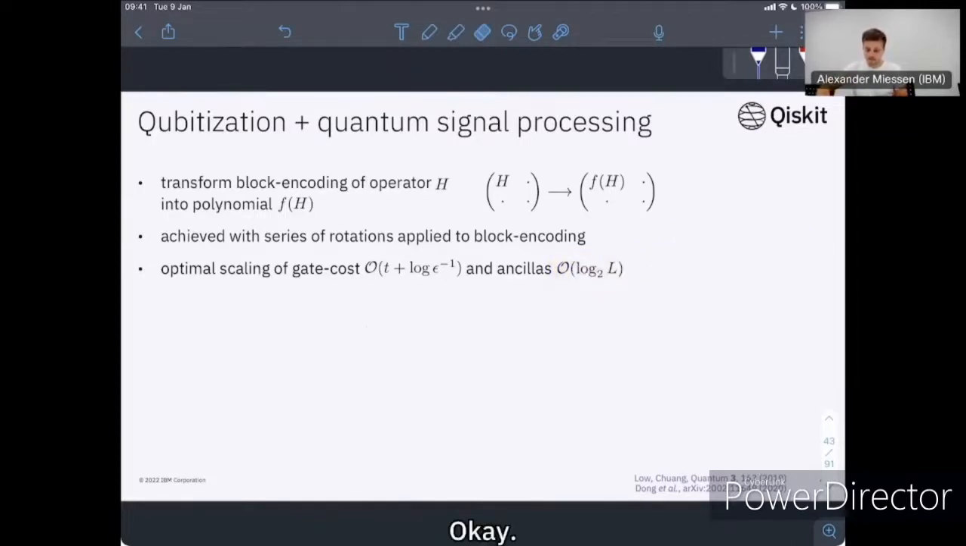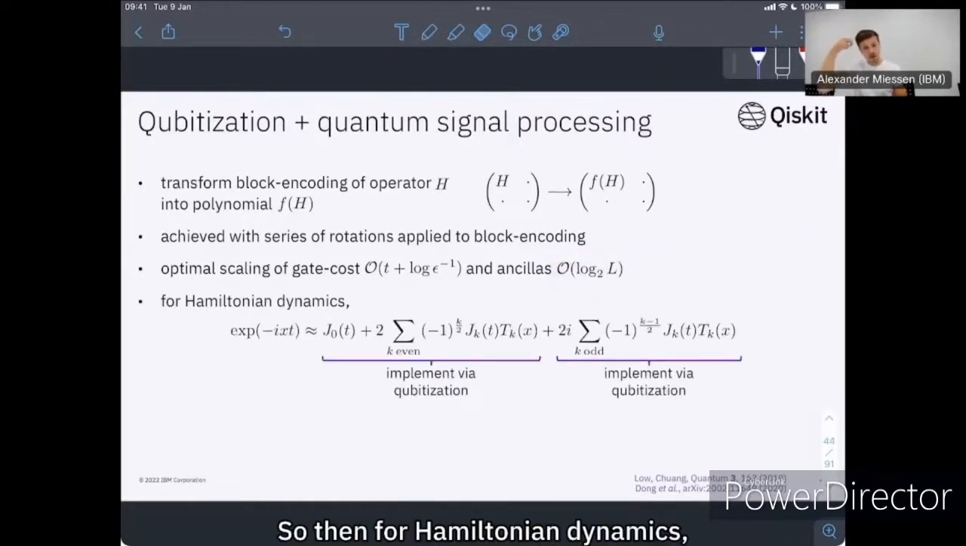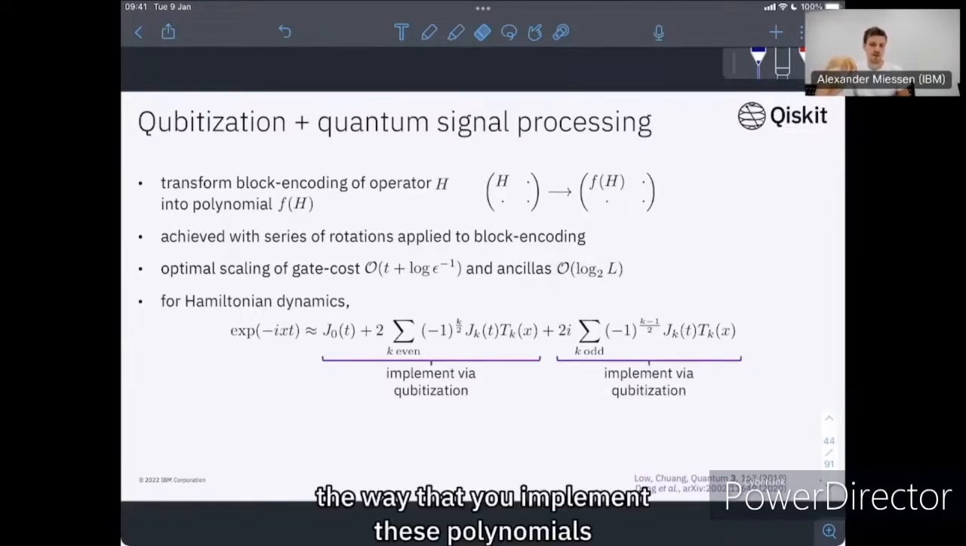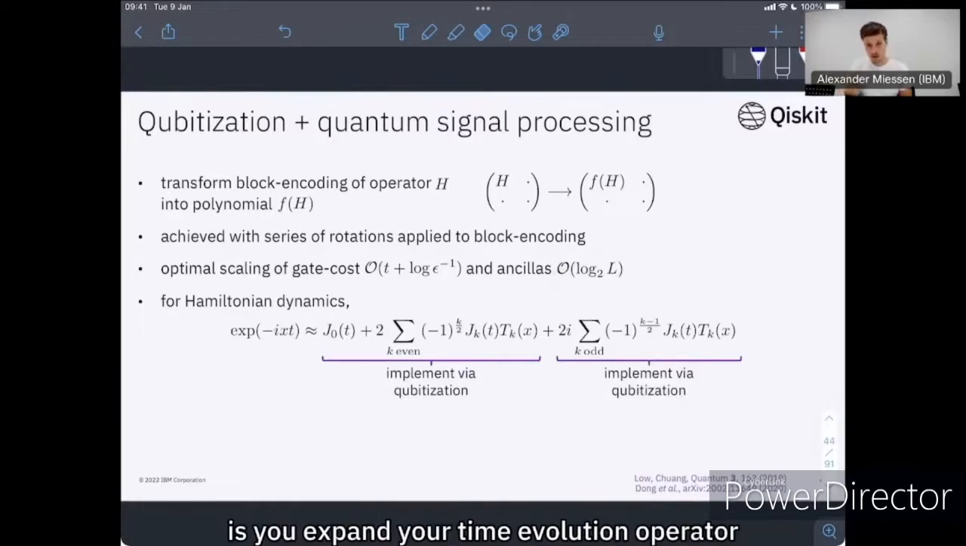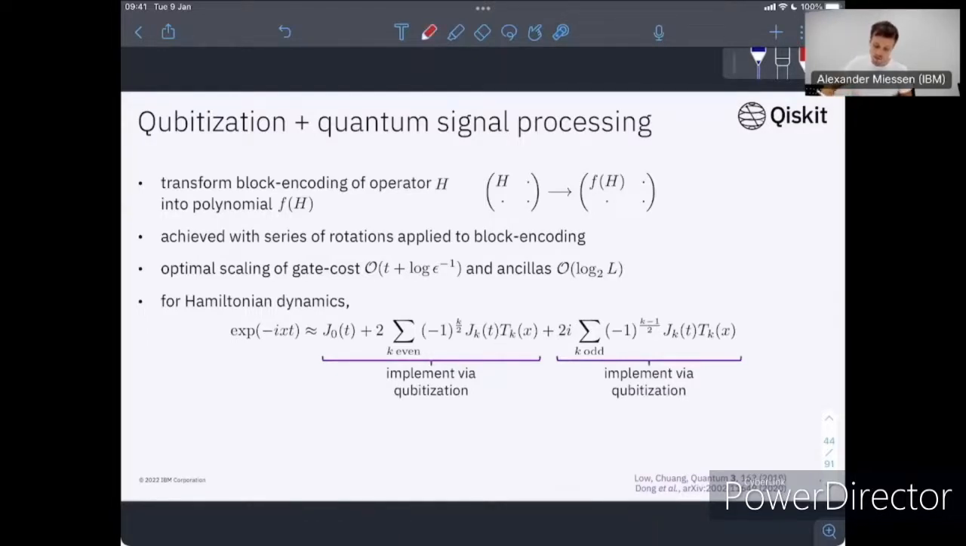Okay, so then for Hamiltonian dynamics, the way that you implement these polynomials is you expand your time evolution operator as a series of polynomials, and specifically for this expansion you use these Chebyshev polynomials.